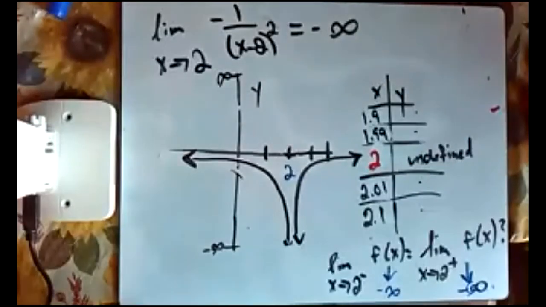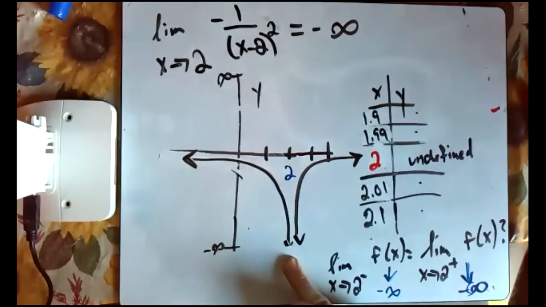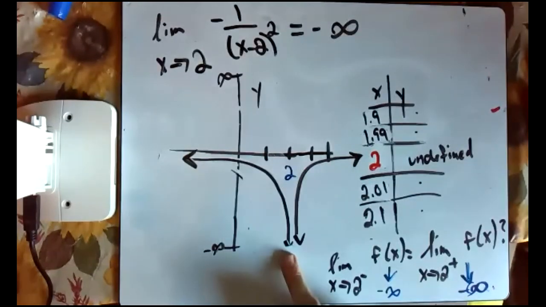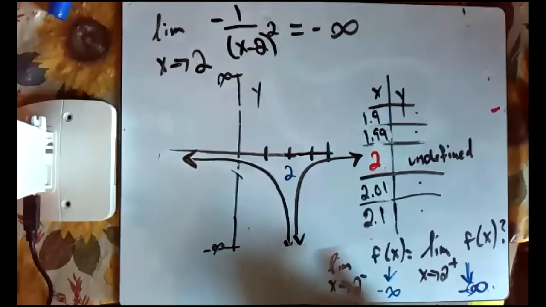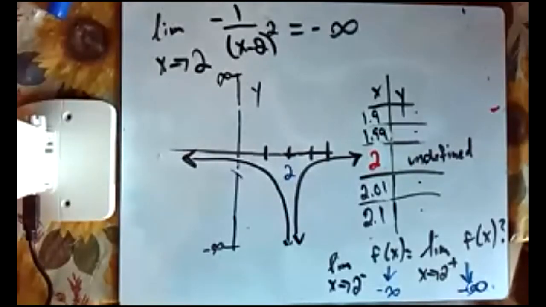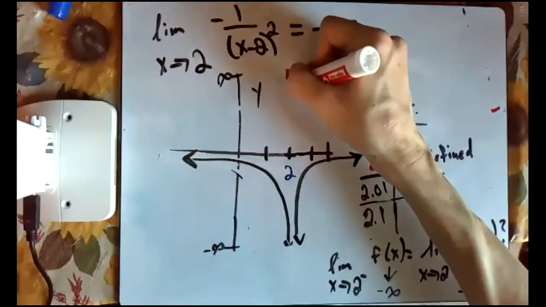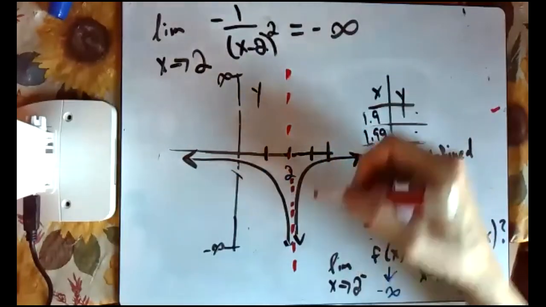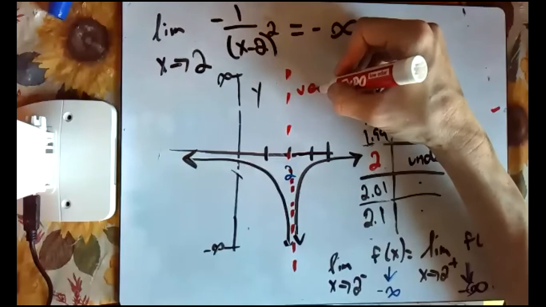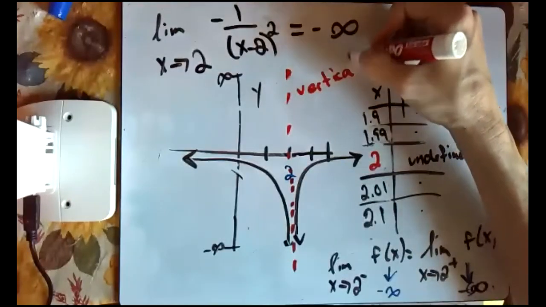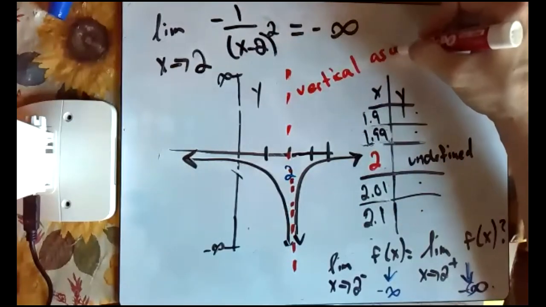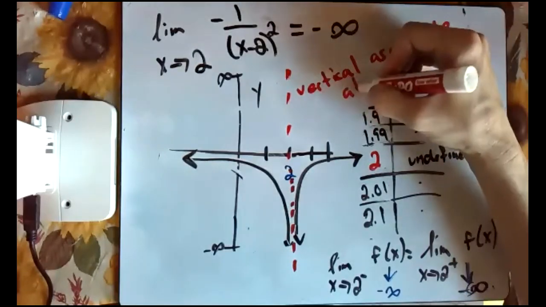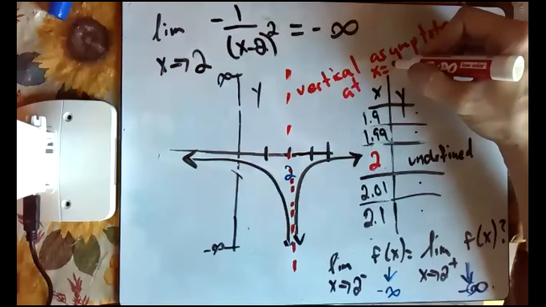So what is this weird thing that's happening right here? Because again, this graph isn't continuous right here, because I had to lift up my marker to draw the rest of this curve. Well, there is something unique happening right here. I don't know if y'all remember from Math 130, but this is a vertical asymptote. Right here we have a vertical asymptote at x equals 2.